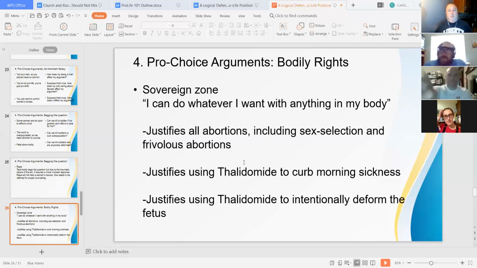Some of you may have heard of thalidomide, which is a cancer treatment drug that was used during the 50s and 60s. And it was discovered that it could be used to treat morning sickness in pregnant women. But a couple of decades later, it was taken off the market because it was found that thalidomide actually severely deforms fetuses. It would cause them to be born without arms and legs. So the question is, if a woman could obtain thalidomide on the black market to curb her morning sickness, does she have the moral right to do that, knowing that it will deform her child, essentially? Does she have the right to take it to curb the morning sickness? If the sovereign zone idea succeeds, then yes, she has that right.